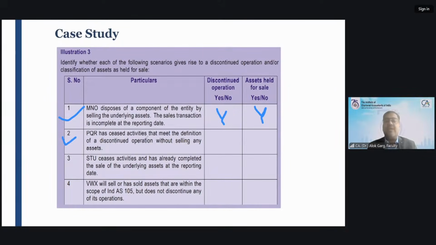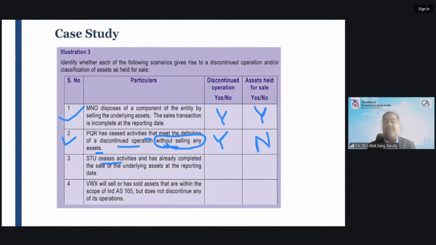PQR has ceased activities that meet the definition of a discontinued operation without selling any assets. Okay. But it has not sold any asset, whether it is a discontinued operation or not. Yes, sir. It is a discontinued operation. It is written, it clearly meets the definition of discontinued operation. But is it an asset held for sale? No, it is not held for sale, without selling any assets.